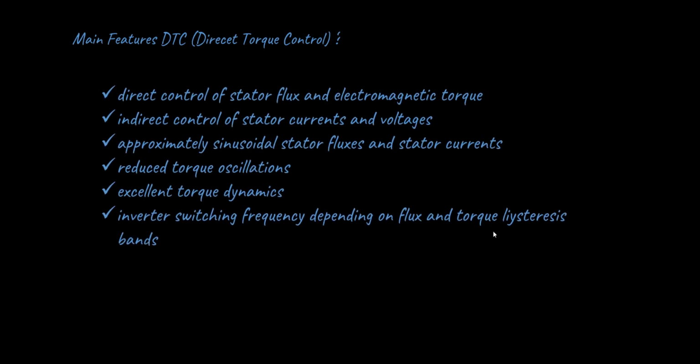So what are the main features of the DTC algorithm? The DTC provides direct torque control, of the stator flux and especially the electromagnetic torque. We have indirect control of stator current and voltage. And we have approximately sinusoidal stator flux and stator current. We can reduce torque oscillation, and we have excellent torque dynamics. And finally, we have an inverter switching frequency depending on the flux and torque hysteresis bands.